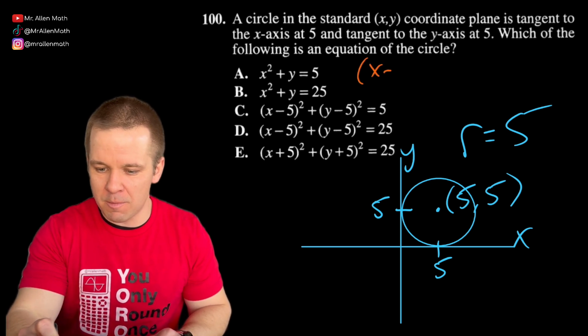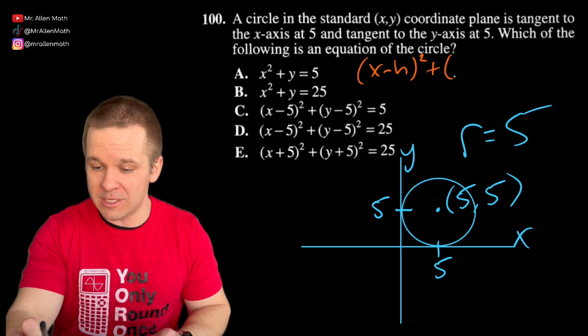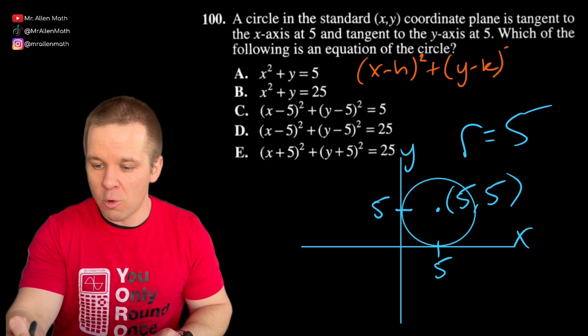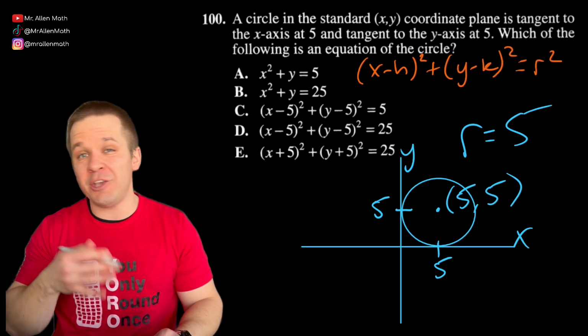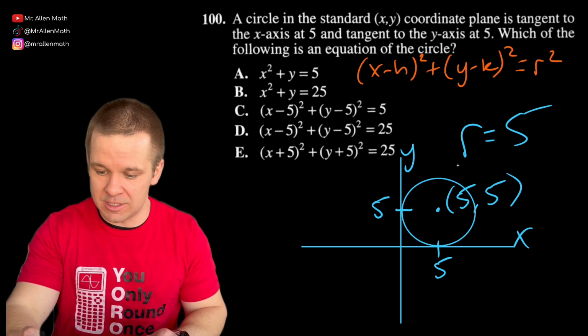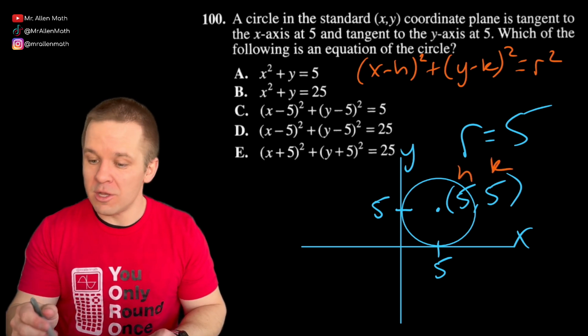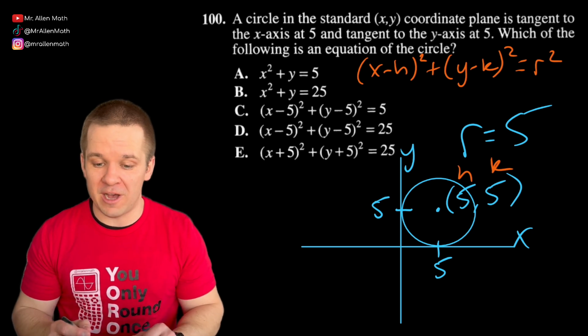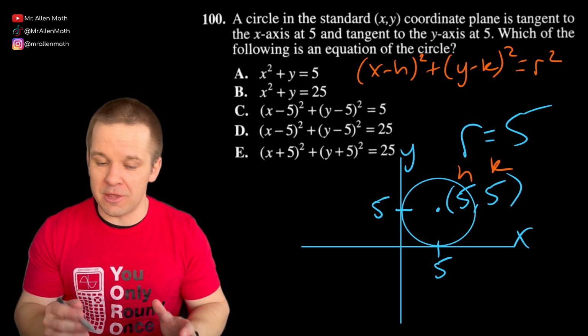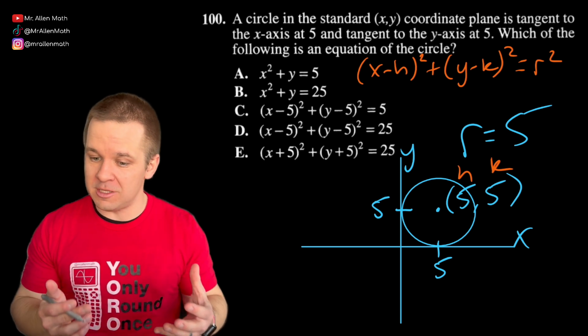It is (x minus h) quantity squared plus (y minus k) quantity squared equals r squared. H and k are my center, so this is h and this is k. My radius needs to be squared, so I'm going to square 5, which gives me 25. My thought here is it's either D or E, but let's look closely at the equation.